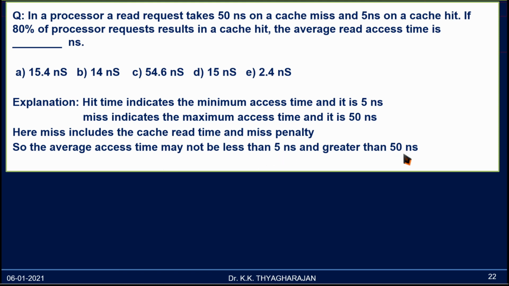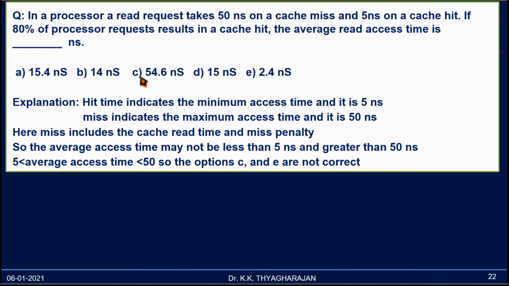So the average access time may not be less than 5 nanoseconds and may not be greater than 50 nanoseconds. So in the given options, C is greater than 50, so it is not correct. And E is less than 5. This is also not correct. So you have to choose one from the remaining options. Anyway, there is no shortcut. You have to solve the problem and find out the correct answer.